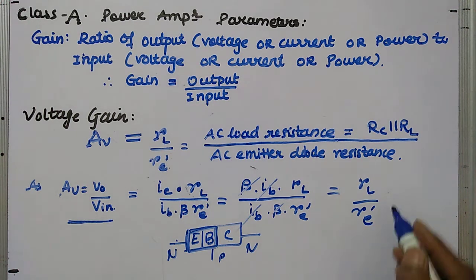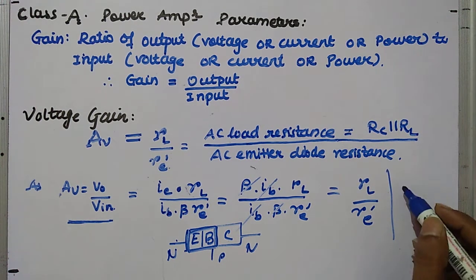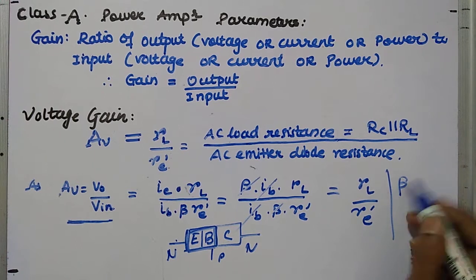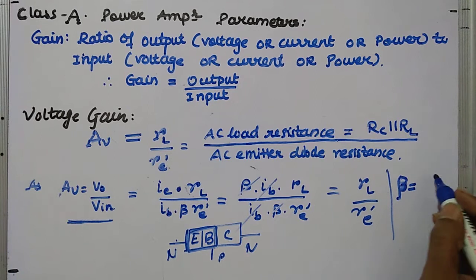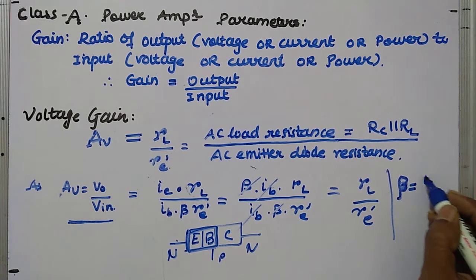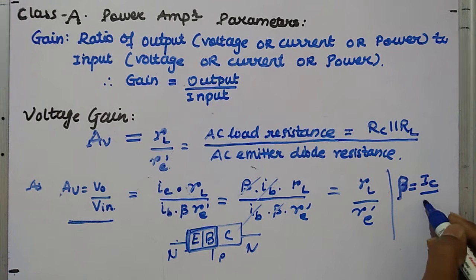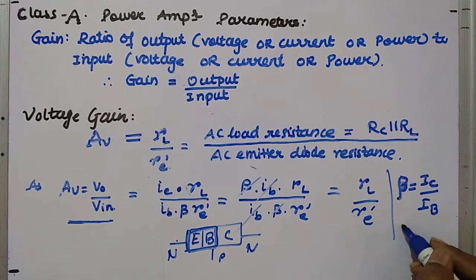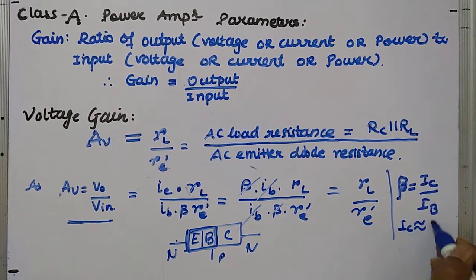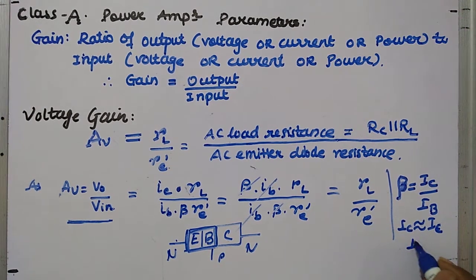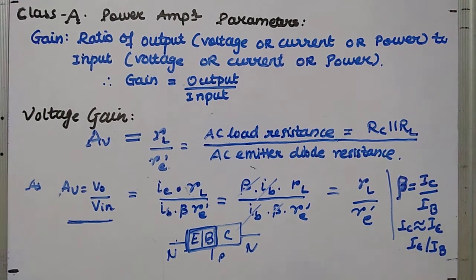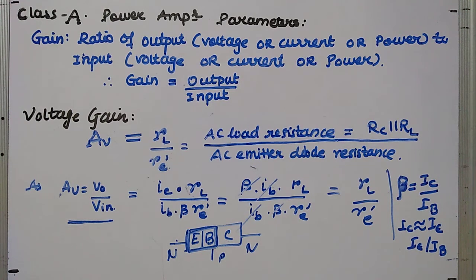One thing I have not shown here is the current gain. Current gain means beta is the current gain for a common emitter amplifier. It equals output current, meaning collector current, and the input current is base current. But the value of IC is approximately equal to IE. So we can write it is also equal to IE by IB. Beta equals, so I have mentioned here IE.